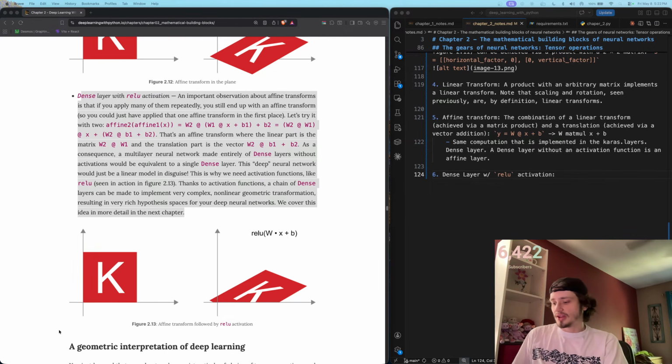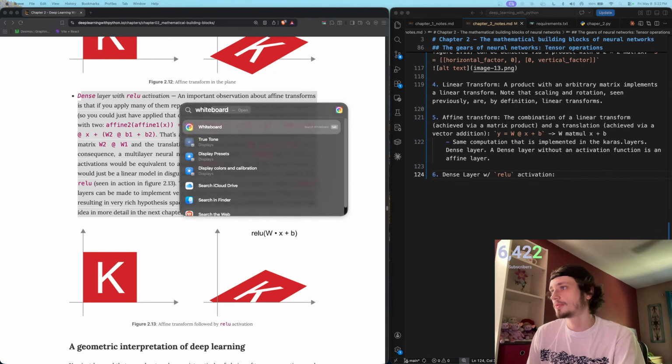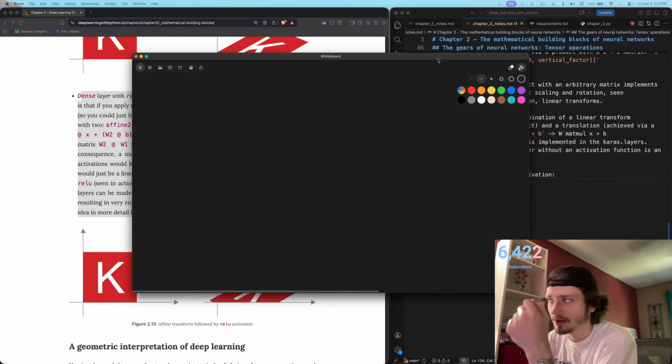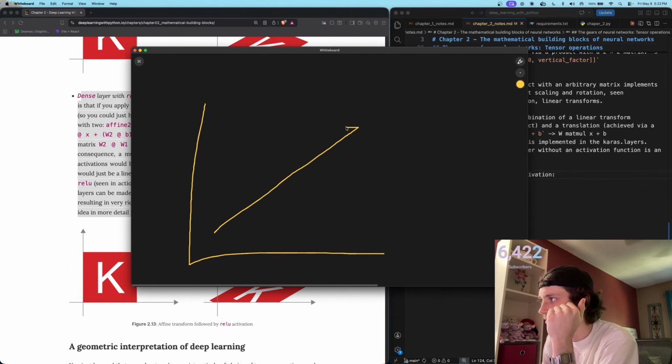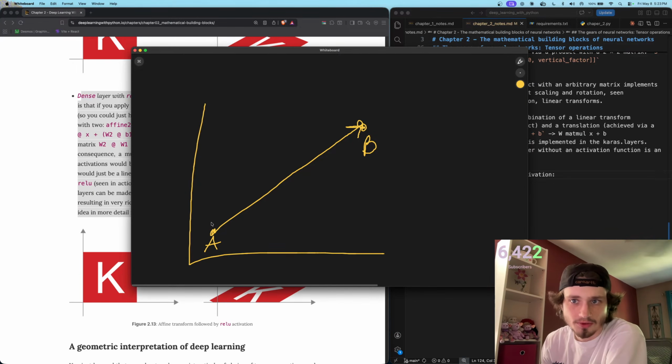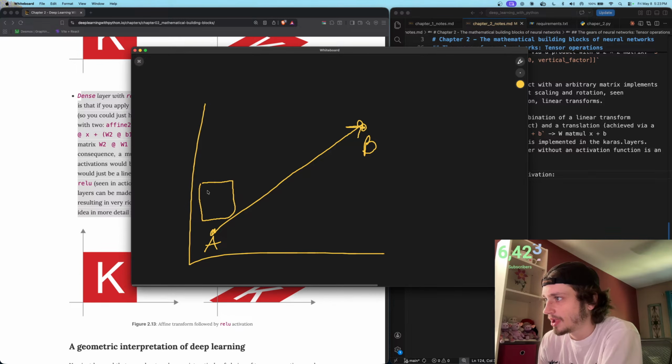And maybe this is how I'm interpreting it. Let's go to the whiteboard. Let's say you have a linear line, for a simple example, where here you have some point A, and here you have some point B. Let's say these are affine transformations from point A to point B. So think about an image: some picture of a guy with his thumb up. Let's say you rotate the picture right here.